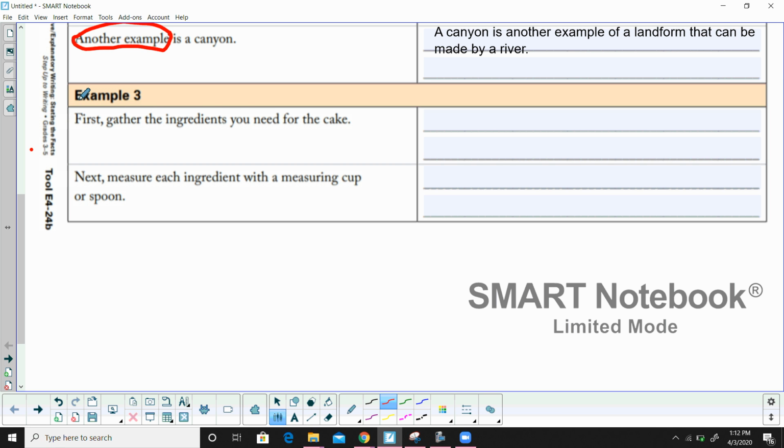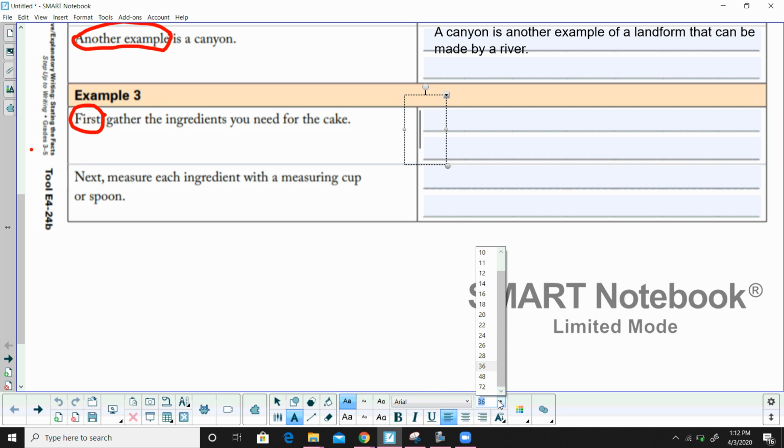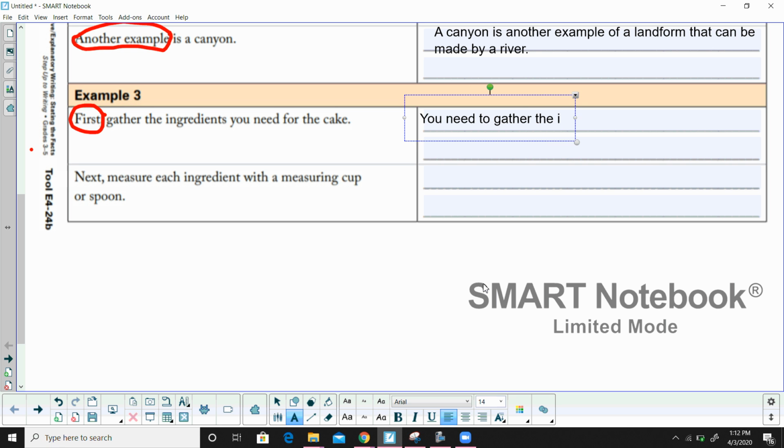Okay, example number 3 for our last example. It says, first, gather the ingredients you need for the cake. So now we're going back to that beginning one where we're giving steps again. So first is the transition they want us to use. If I think back to the way that they did it, they buried the transition. So I could say, you need to gather the ingredients for the cake first.